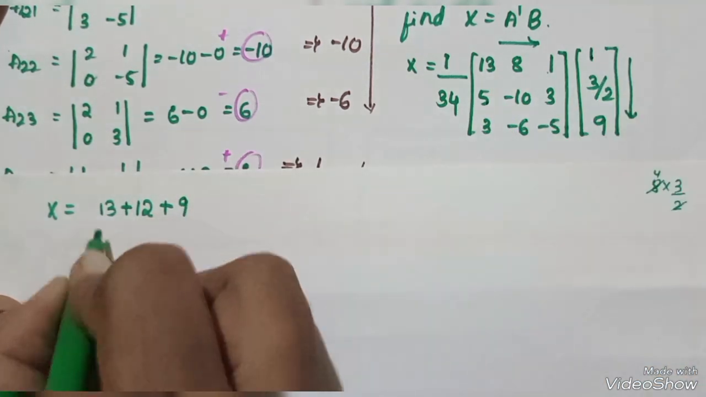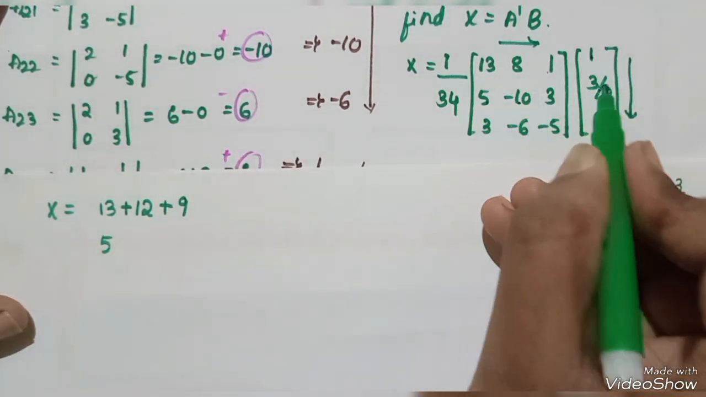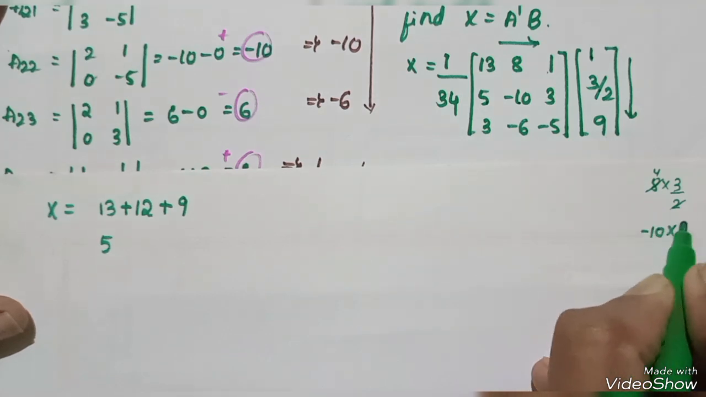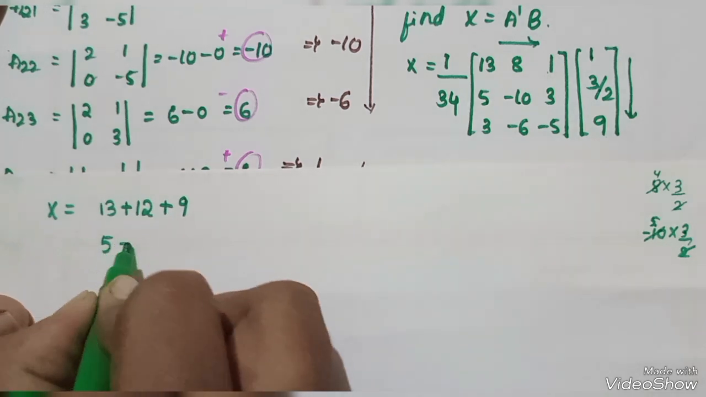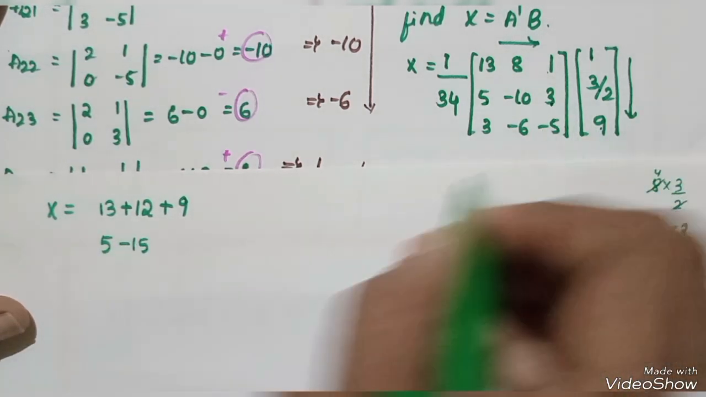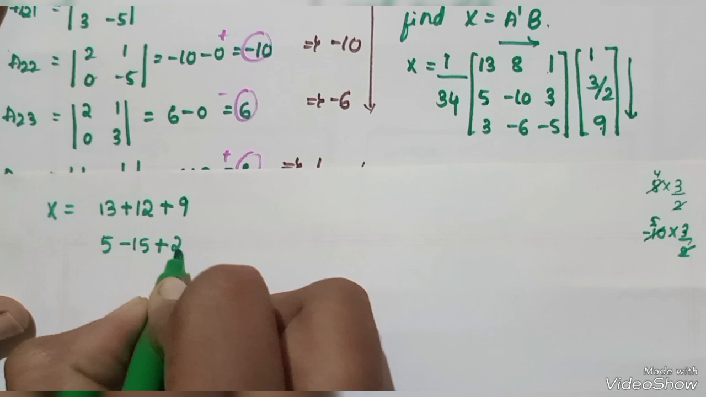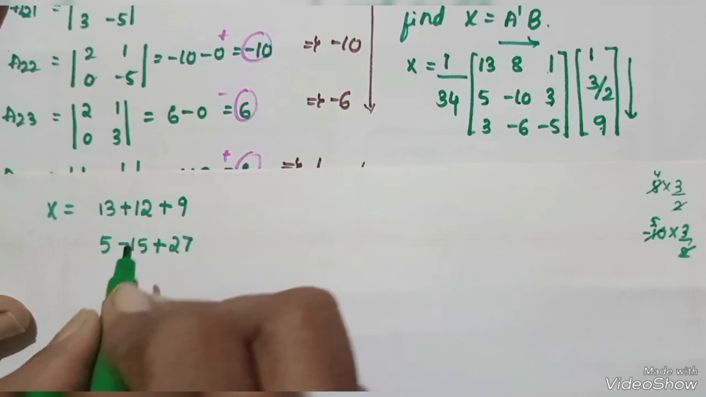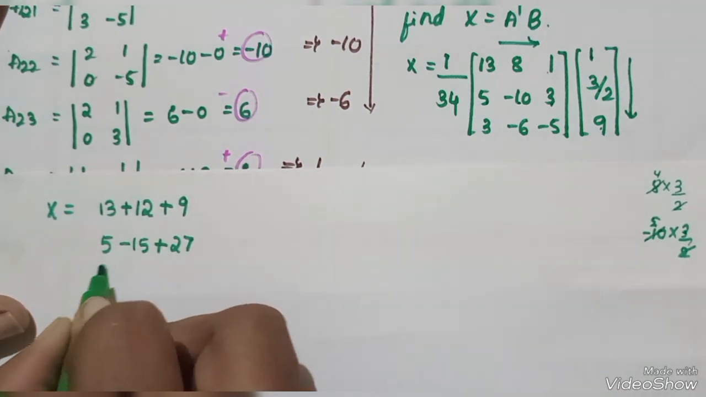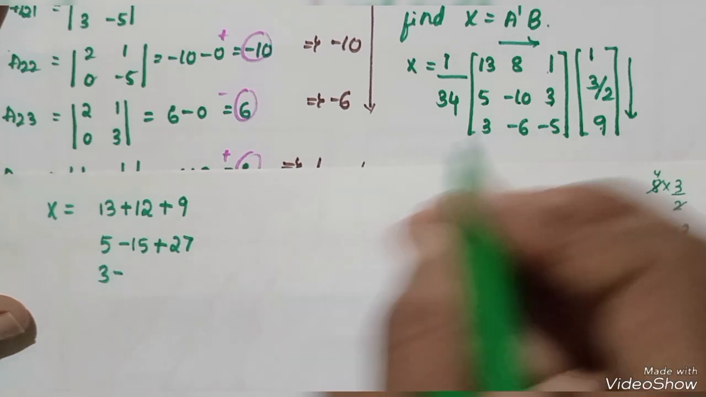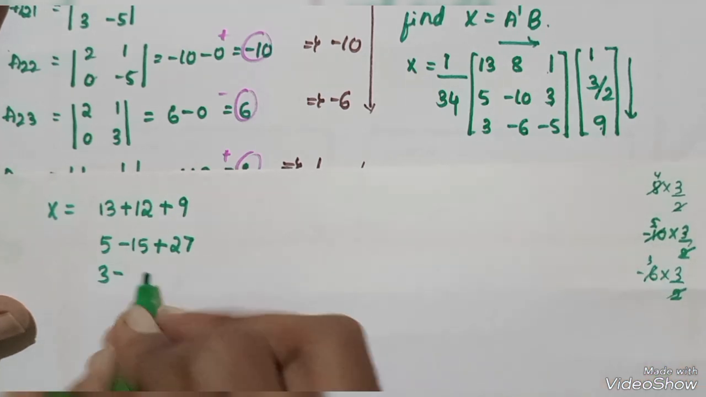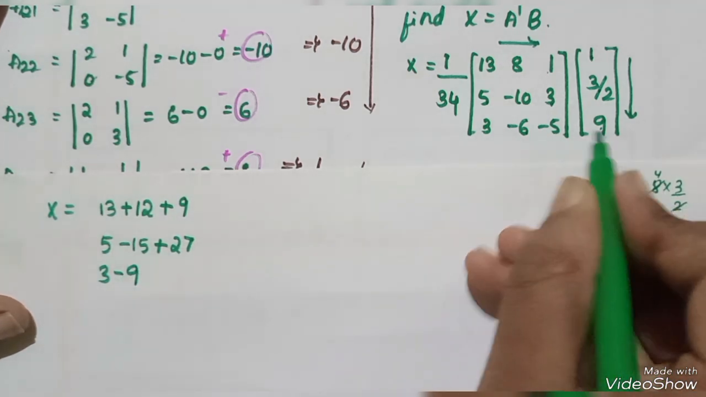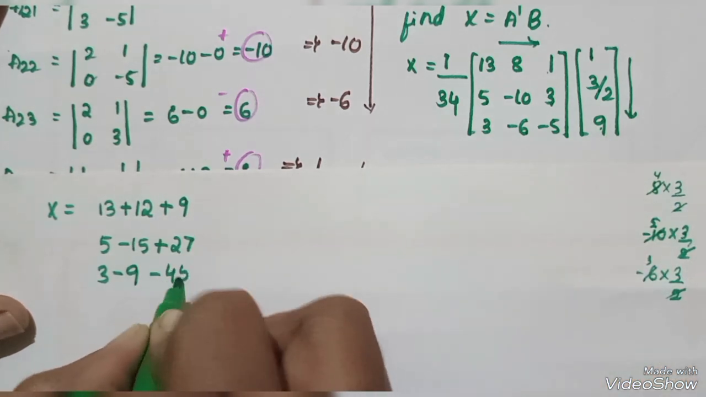Next 5 into 1, it becomes 5. Minus 10 into 3 by 2, minus 10 into 3 by 2. 2 ones are 2, 2 fives are 5, 5 threes are 15, that is minus 15. 3 into 9, it becomes 27. Next 3 into 1, 3. Minus 6 into 3 by 2, minus 6 into 3 by 2. 2 ones are 2, 2 threes are, minus 3 into 3, minus 9. Minus 5 into 9, minus 45.